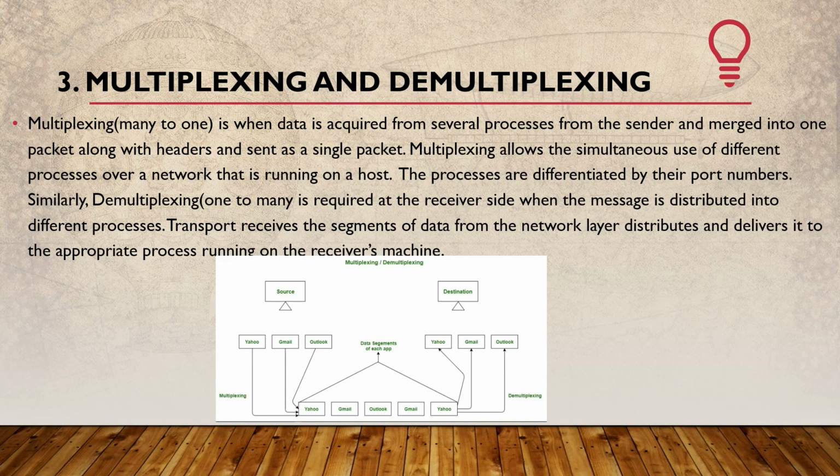The transport layer receives the segments of data from the network layer and delivers them to the appropriate process running on the receiver machine. For example, you're running multiple processes like Yahoo, Gmail, Outlook, YouTube, many things. These all generate packets. For example, in YouTube you are searching; if you are getting multiple traffic, it will be segmented many to one, multiplexing will happen, and then it will be sent. The receiver will do the demultiplexing and send it to the application layer.